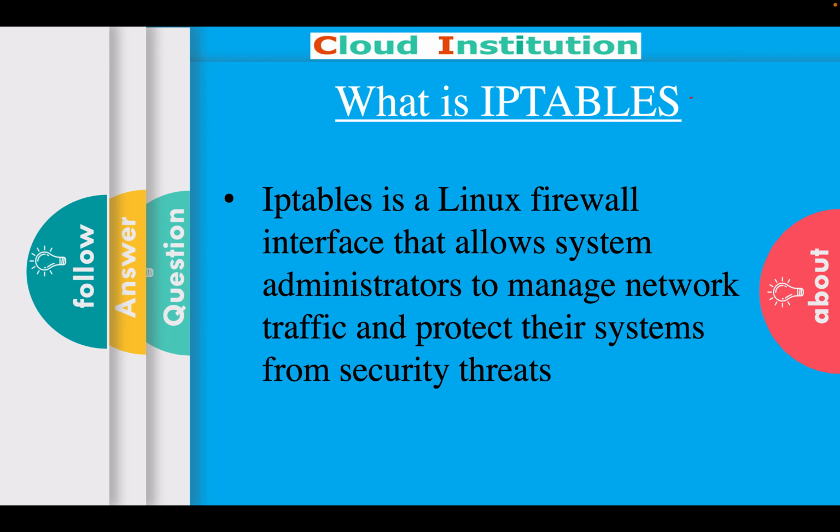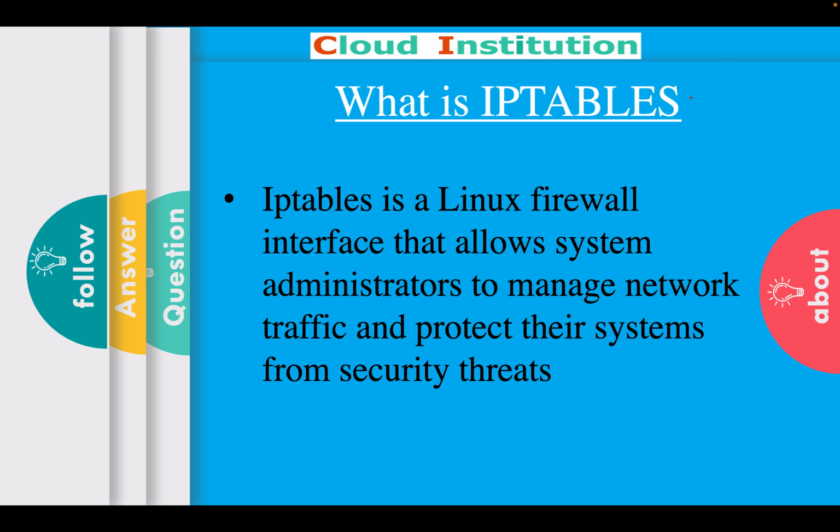IP tables is a Linux firewall interface that allows a systems administrator to manage network traffic and protects the systems from security threats. IP tables is the default feature in Linux, used to enable or disable ports, and also to allow incoming and outgoing connections, to accept or drop them.